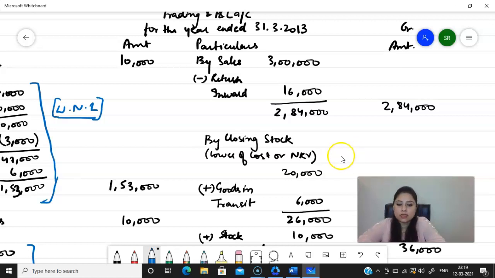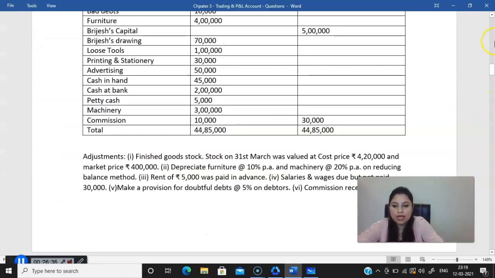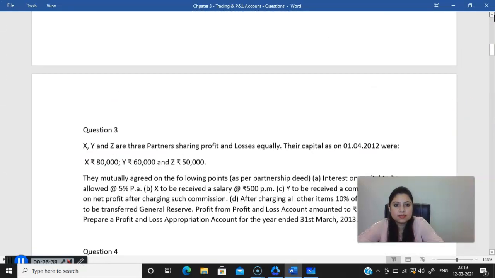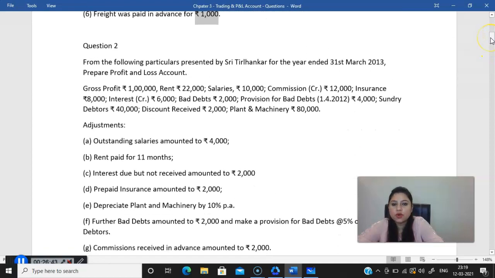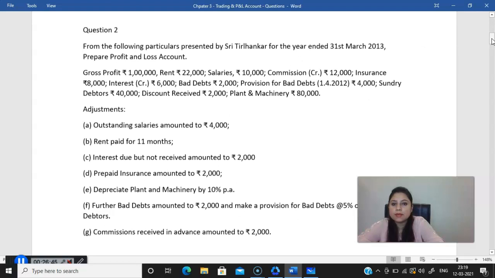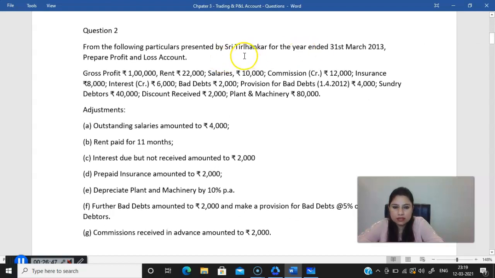So now let us take a look at another question. Here we have question number 2 that says, from the following particulars presented by Shri Tirlankar for the year ended 31st March, prepare profit and loss account. Earlier, in the first question, we prepared the trading account, and in this particular question we have to prepare the profit and loss account. The gross profit has already been given in the question, so we need not draw the trading account.